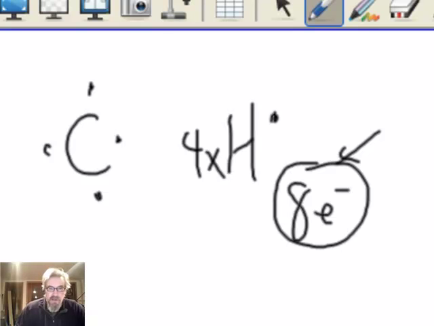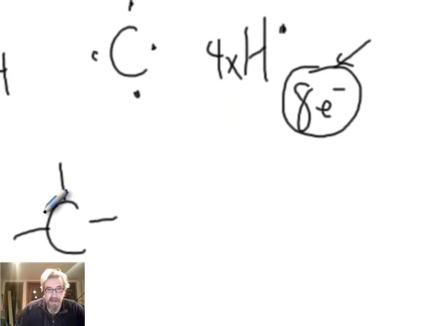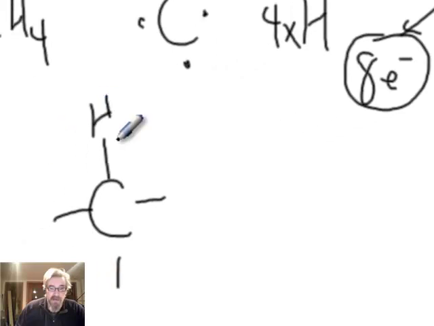Next thing I want to do is make a skeleton. Well, here's what I know. Group 4s, like carbon, tend to make 4 bonds. And I have 4 hydrogens to attach. Hydrogens have to be on the outside.